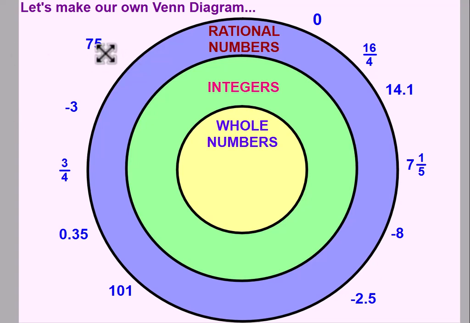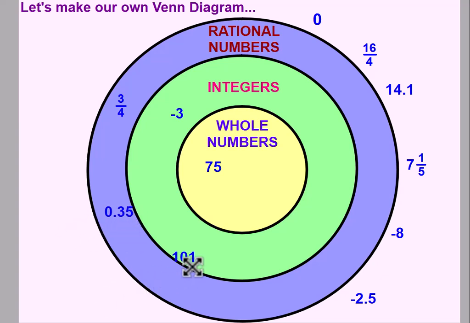Okay, 75, that of course is a positive whole number, so it goes in the whole numbers. -3, it's a whole number, but it's a negative, so it can only go in the integer classification. 3/4, that's a fraction, that's a part, so it's going to be a rational number. 0.35, again, it's a decimal, it's got a part, so it can only be rational. 101, that's a good old whole number.